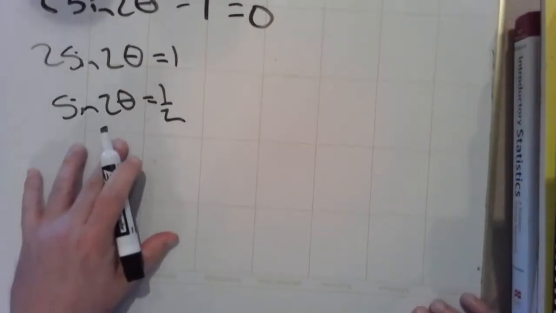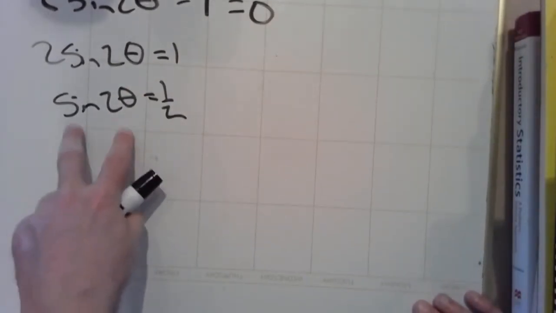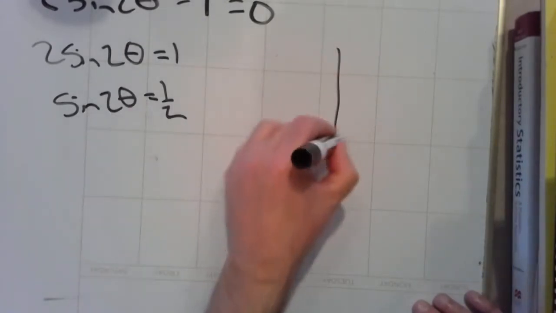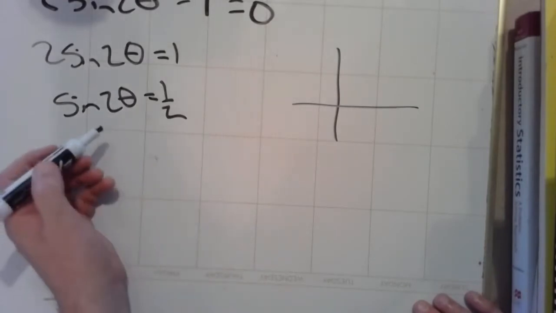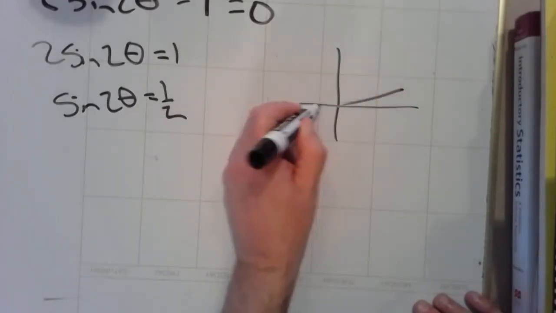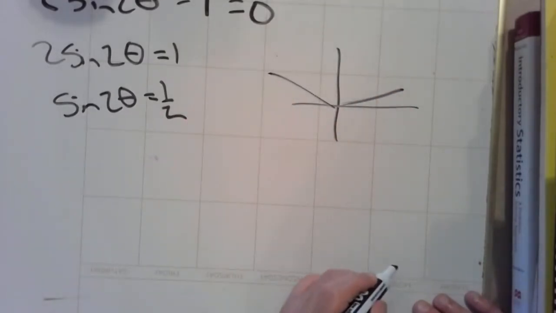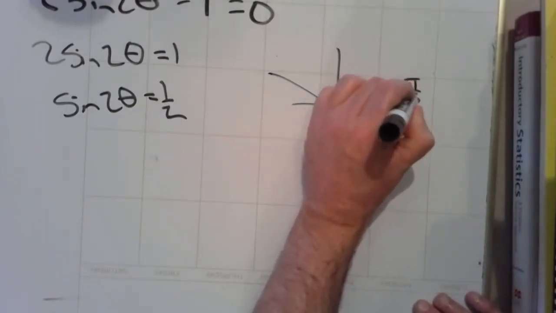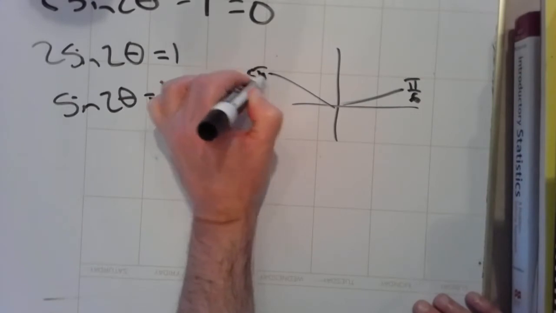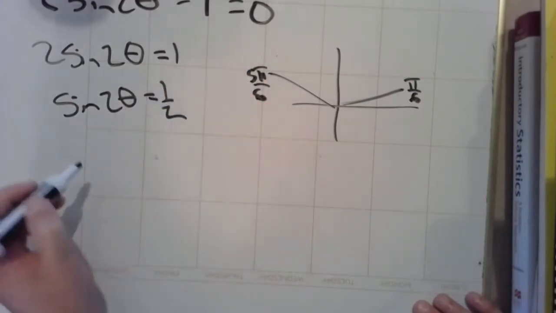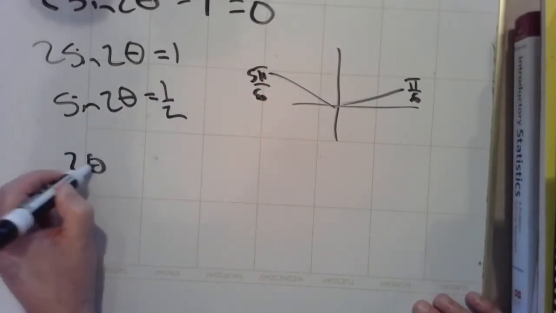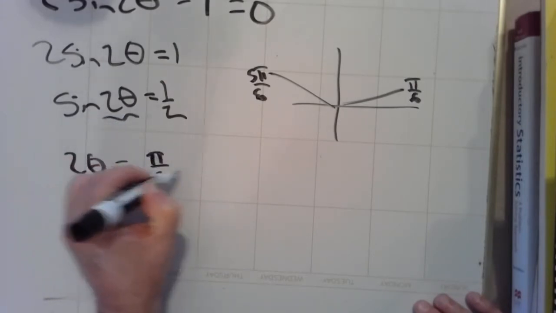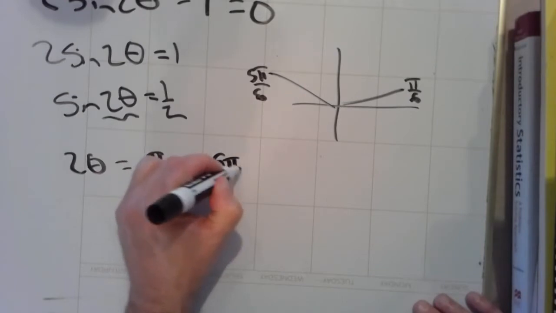So I want to know where does sine equal 1/2. Forget about the 2 for a minute. So we know sine is positive in quadrants 1 and 2. Sine equals 1/2 at a 30-degree reference angle, so this is pi over 6 and 5 pi over 6. So 2 theta then, the inside might equal pi over 6, 5 pi over 6.